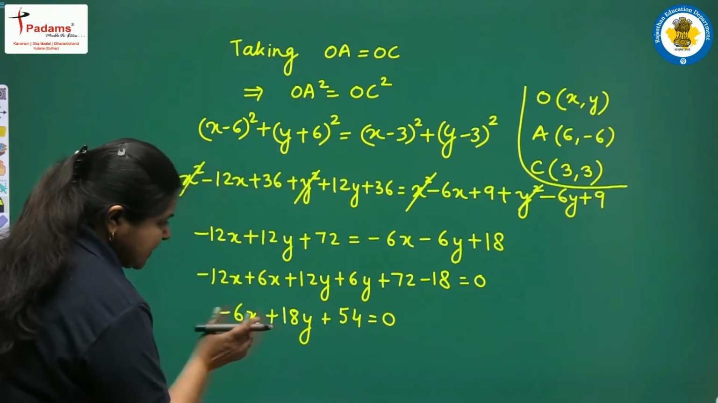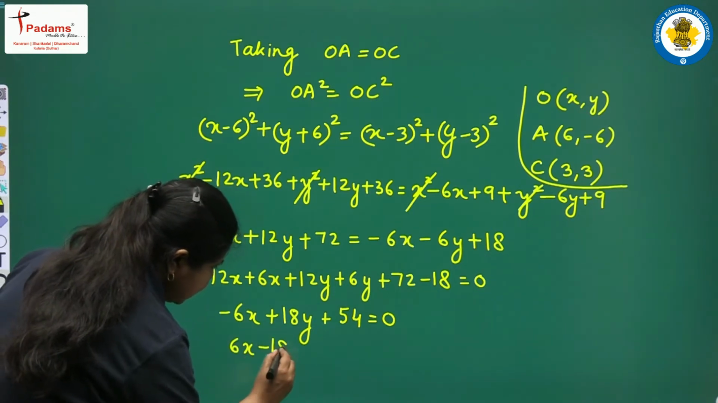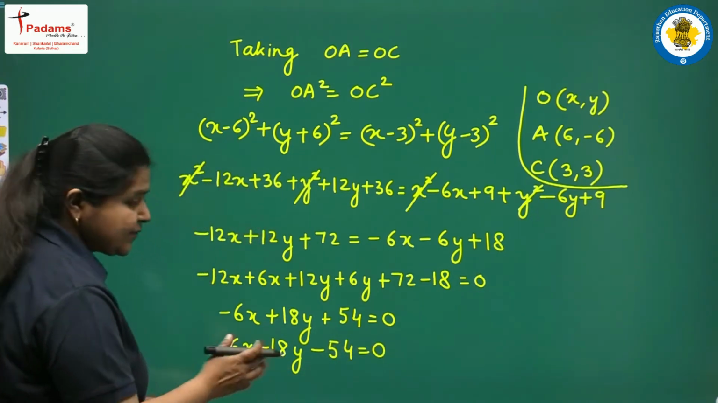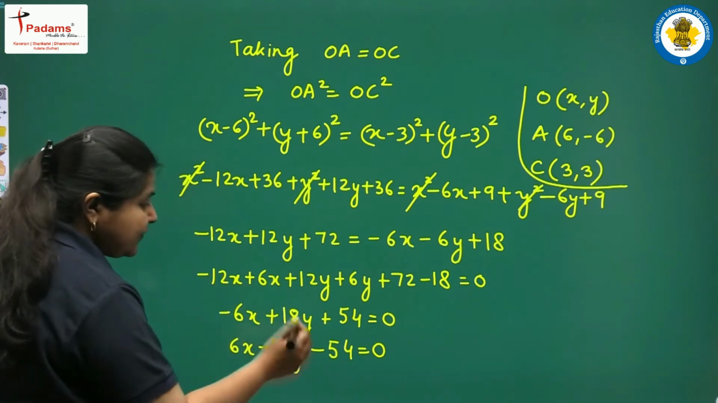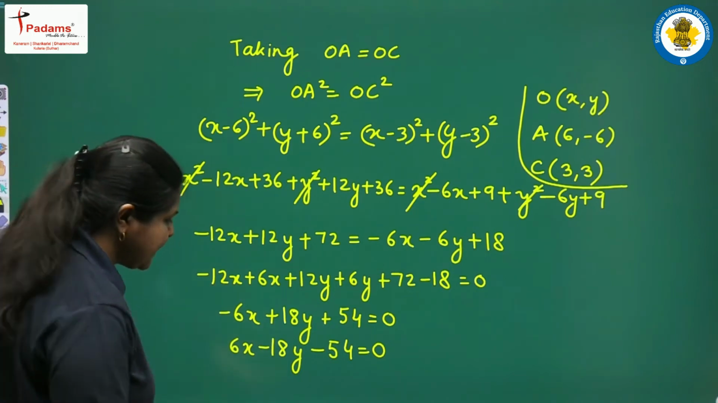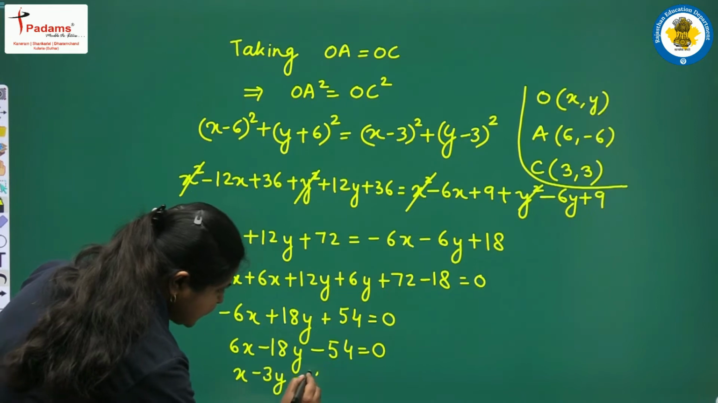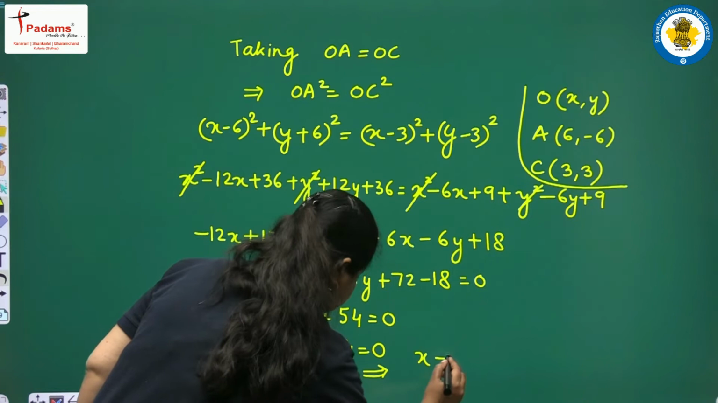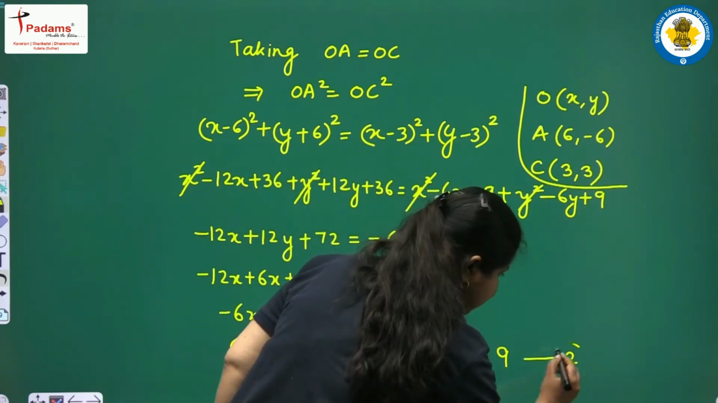Again here we can multiply by -1. This will become 6x minus 18y minus 54 equal to 0. -1 से मल्टीप्लाई करने पर सभी टर्म्स का साइन चेंज हो गया. Now 6, 18 and 54, all the three are divisible by 6. So we can divide by 6. It will turn out to be x minus 3y minus 9 equal to 0, or we can write it as x minus 3y equal to 9. This is your second equation.